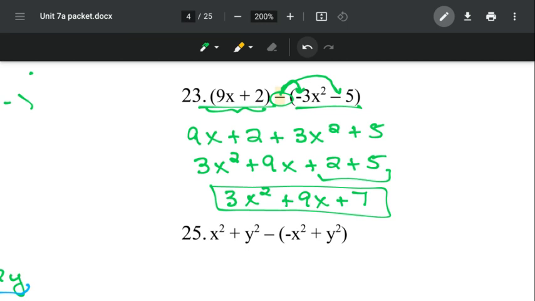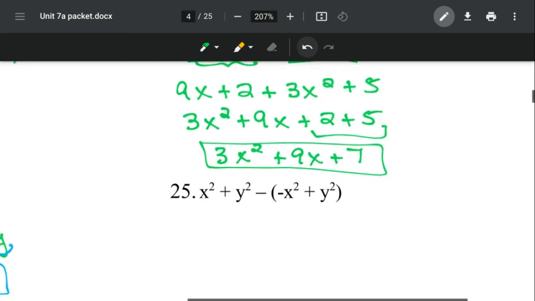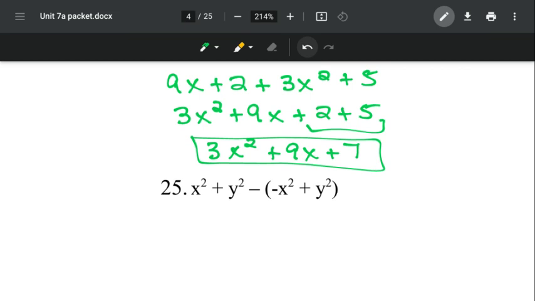All right, for problem 25, I have x squared plus y squared. I'm bringing that down. But I see this minus sign with parentheses, so I have to distribute. Negative x squared becomes plus x squared. And then y squared becomes minus y squared.